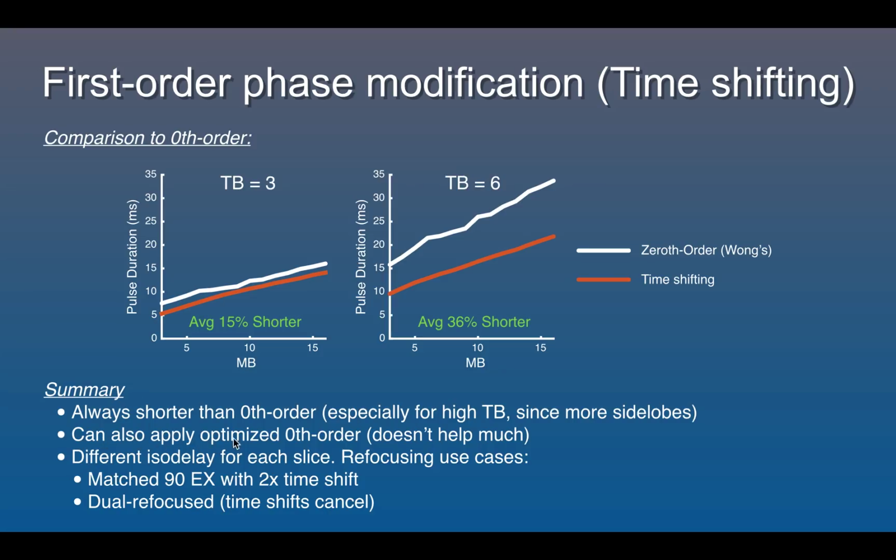You can also apply optimized zeroth order phase shifts on top of the linear phase shifts, but I found that empirically that doesn't help all that much and requires a fair amount of extra computation. The thing again to note about these is that you're going to get a different ISO delay for each slice. So if you want to use them as refocusing pulses in a spin echo sequence, then you have to either match them up with a 90-degree excitation with twice the time shift, or you have to use them in a dual refocus manner so that the time shifts cancel.